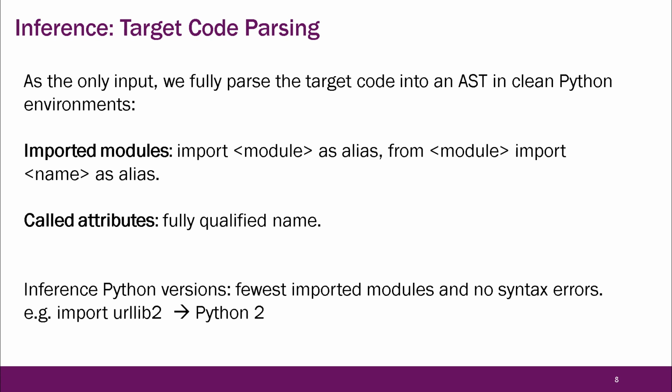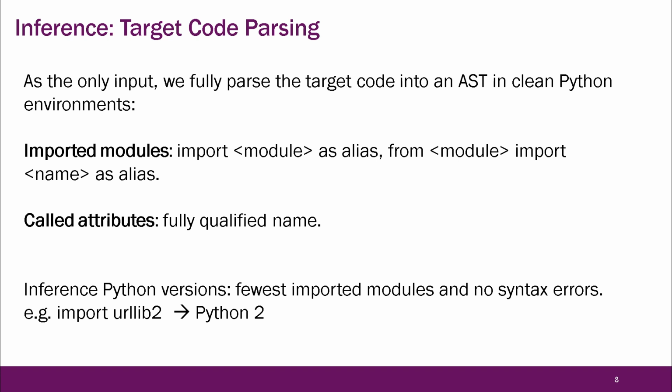To utilize the only input, we first parse the target code into an abstract syntax tree in clean Python environments, and then walk the AST for imported modules and code attributes. It's worth mentioning that the name in a from-import statement can be a submodule, function, class, variable, or any attribute that can be accessed in the module.